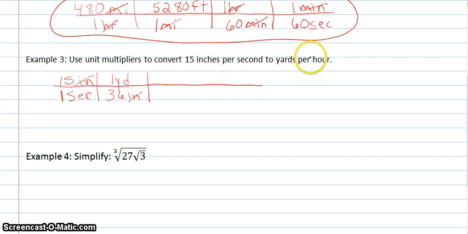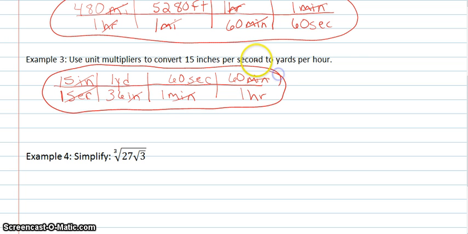And then I need to go to hours. So I'm going to go to minutes. There are 60 seconds in 1 minute, so I can cancel my seconds. And then there are 60 minutes in 1 hour, so I can cancel my minutes, so it's yards per hour. And then you can just leave it like that. Again, if you needed to multiply it out, you would multiply all your top numbers and then divide by the numbers on bottom. So this would be 15 times 60 times 60 divided by 36.